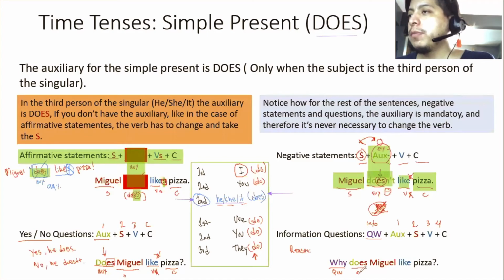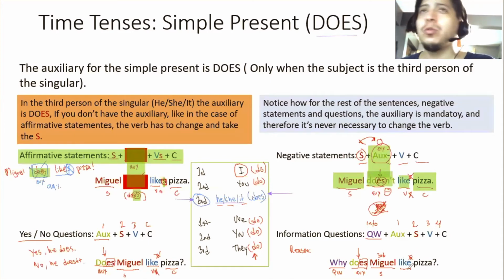Auxiliary is mandatory in questions. Why is this? Because Miguel is the subject and it is the third person of the singular. So the auxiliary is does. Because you have the auxiliary and the auxiliary has an S, the verb doesn't need to have an S. It will be double present, again, redundant and unnecessary. And then we have the complement. So this is one of the problems of the simple present.